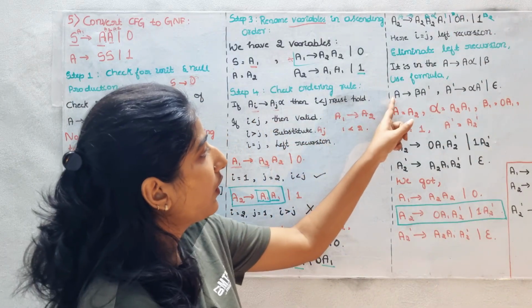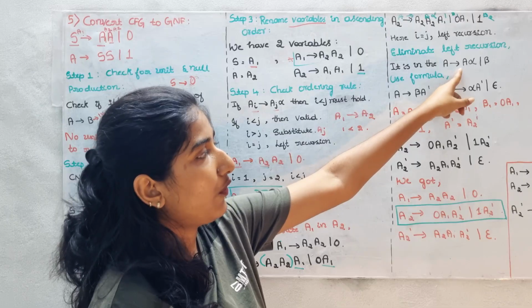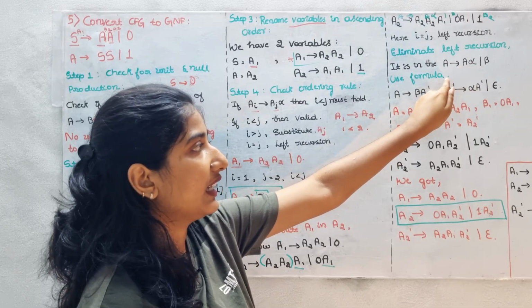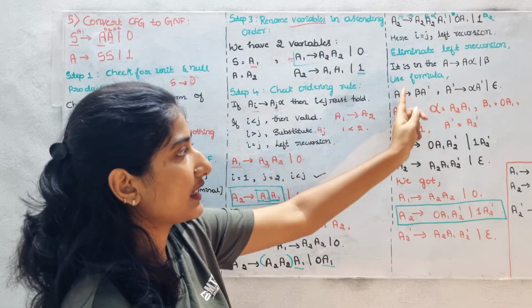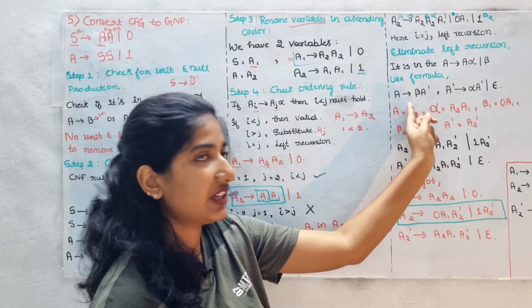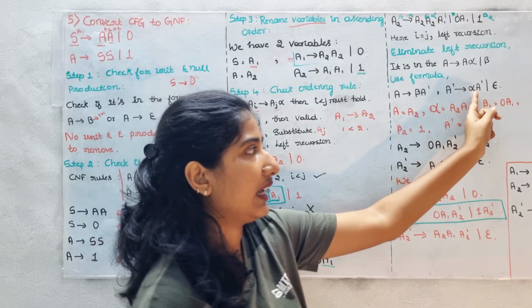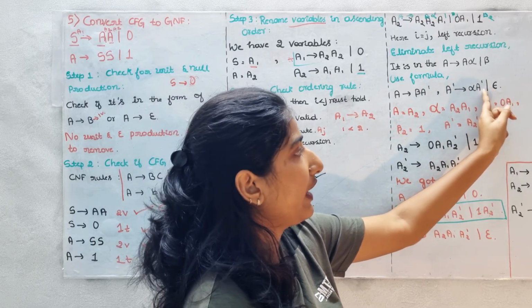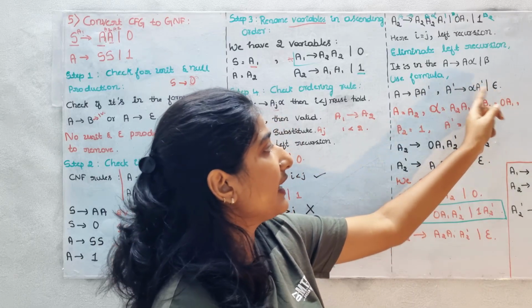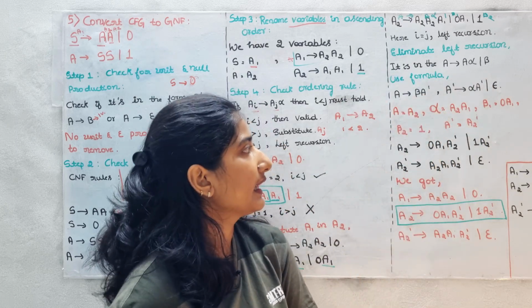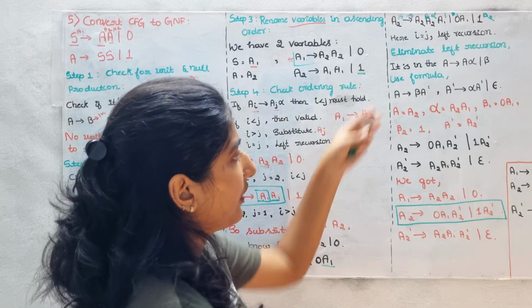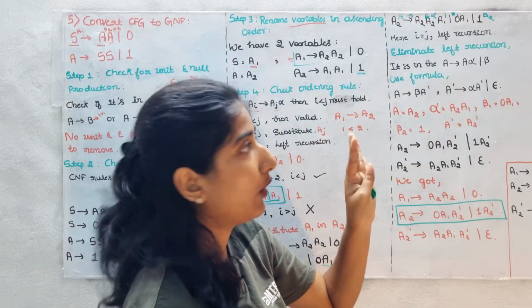Okay, so if it is in this form, we have to convert it using a new formula, that is A derives beta A dash and A dash derives alpha A dash or epsilon. Here A dash is a new variable. Clear? So we have to apply it to this formula now.